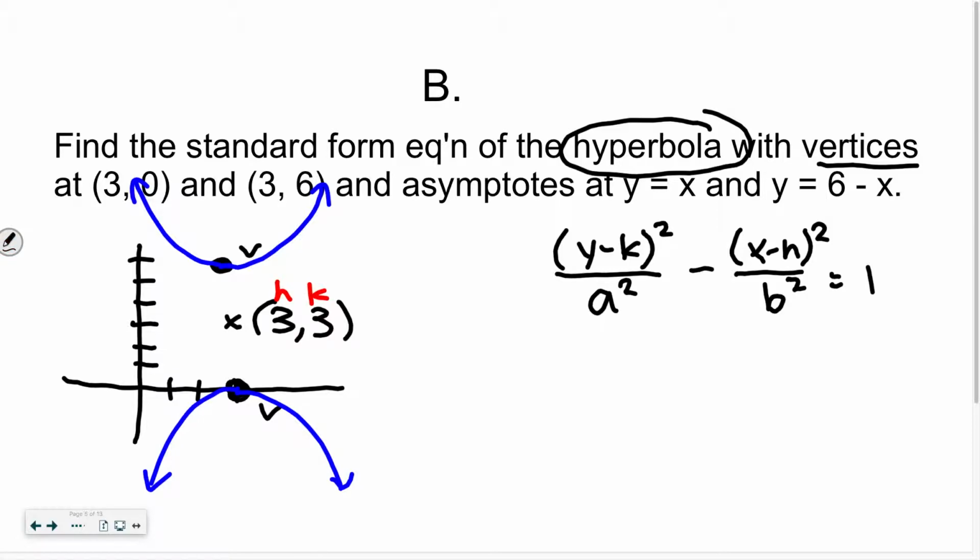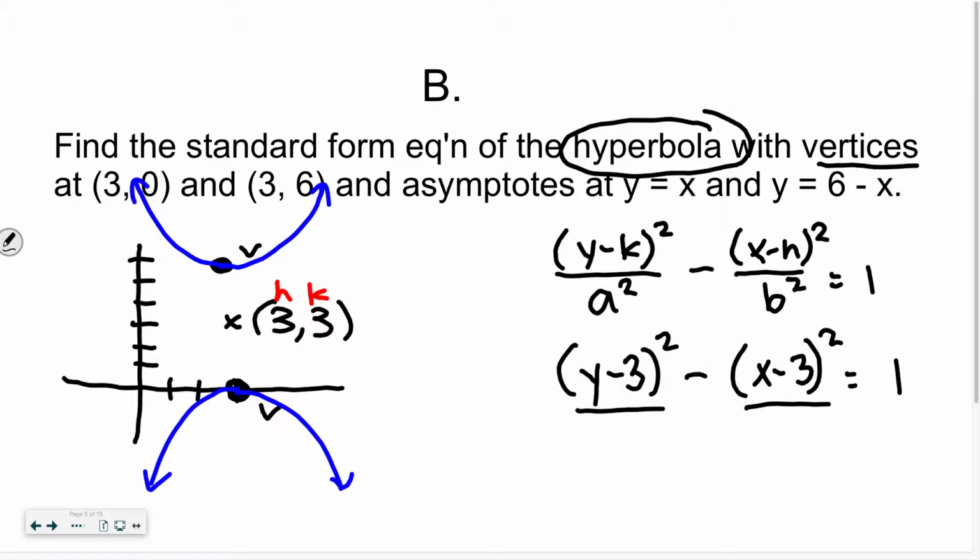So I'll just plug those in right over here. (y minus 3) squared minus (x minus 3) squared equals 1, and then I'm still going to have to find a squared and b squared.